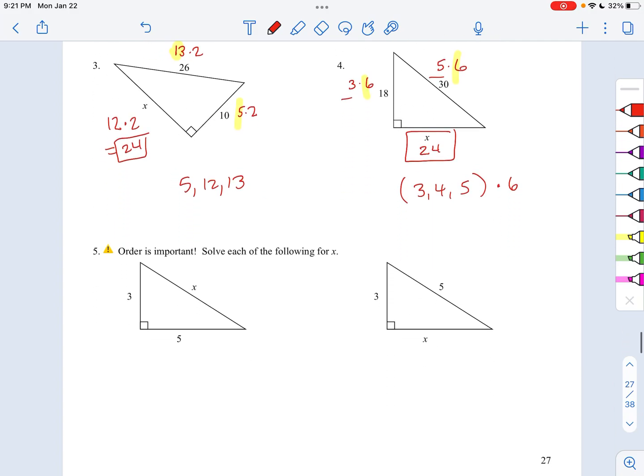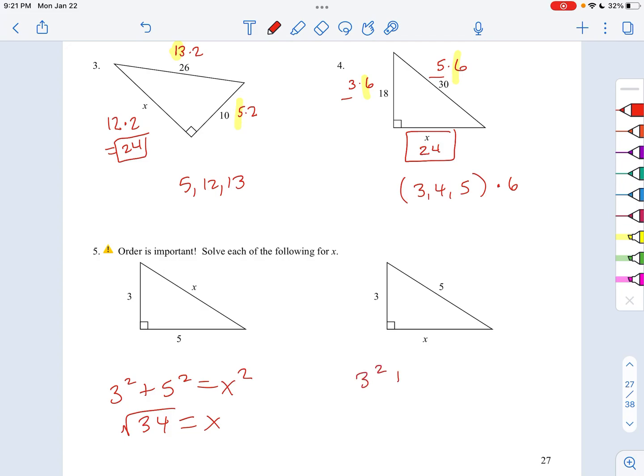Now, the last thing we're going to do with the triples is I want you to see here that order is important. So I want you to take a look. If you used Pythagorean theorem to solve these, let's not use the triples for a second. If I used Pythagorean theorem, I would do 3 squared plus 5 squared equals x squared, which would be 9 plus 25. So that would be 34 equals x squared. So let's square root that. So we get x equals square root of 34.